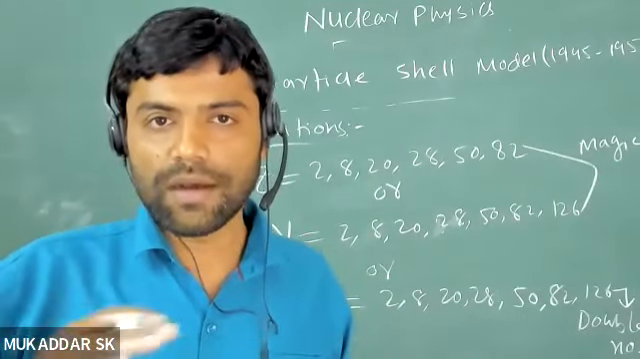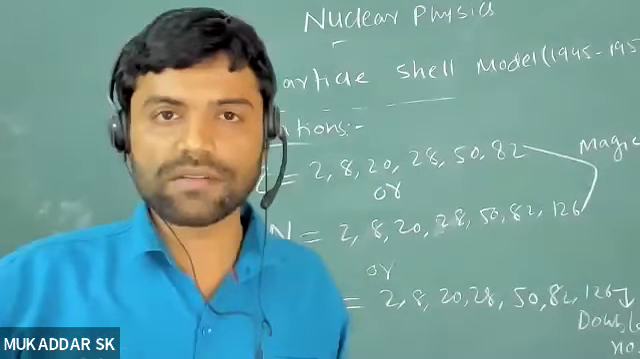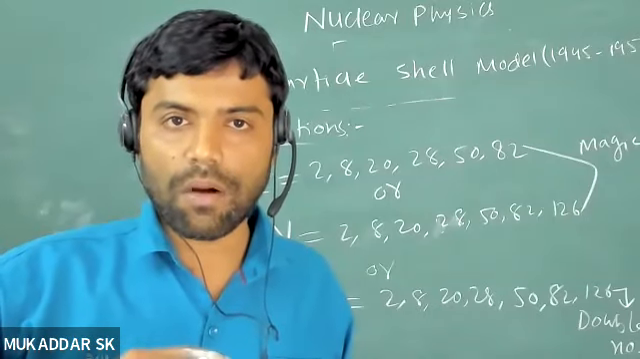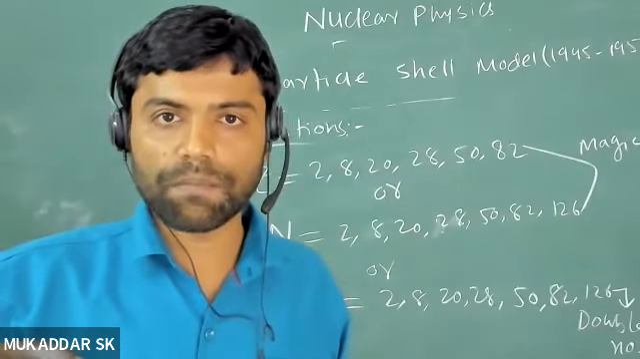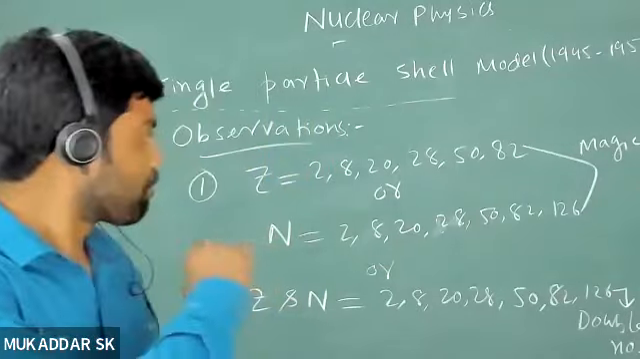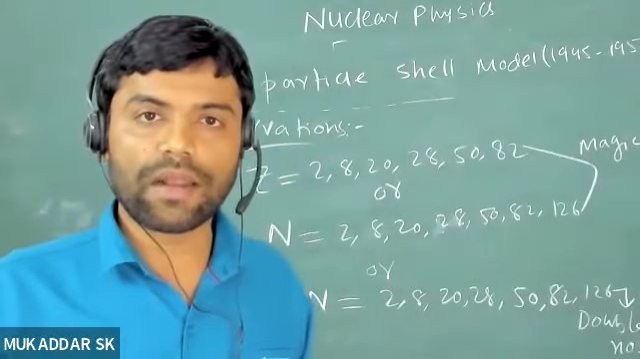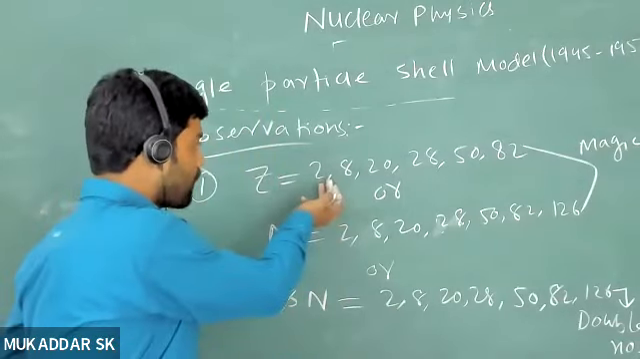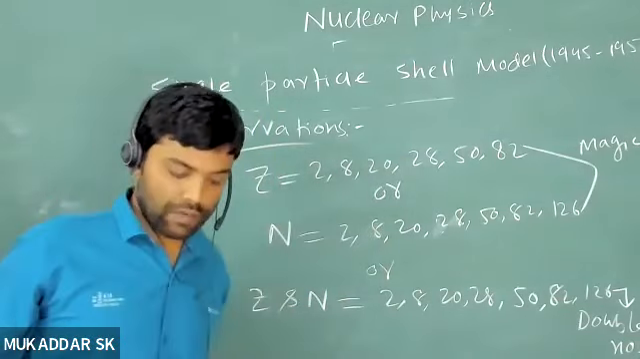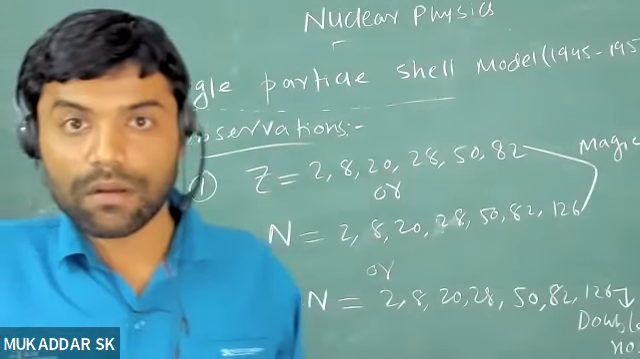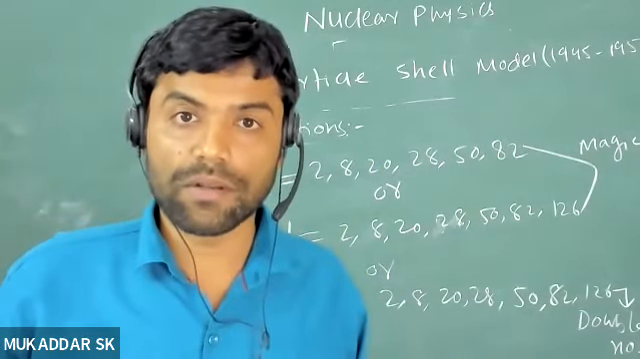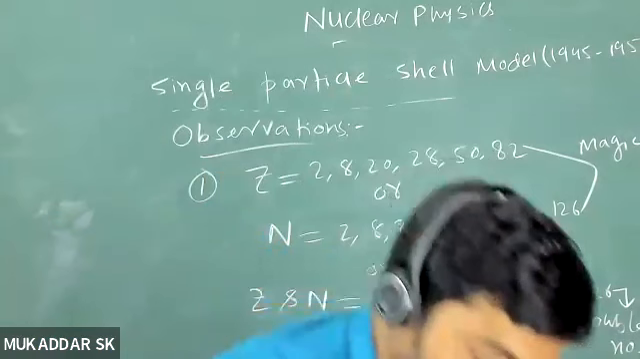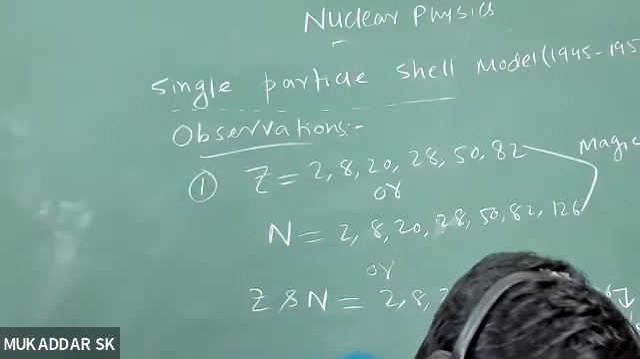For some nuclei, the outer shell is completely closed, and that's why they are more stable. They are predicting that closed shell is happening at those numbers, so they are basically more stable. So they are thinking like that. Also, there are other observations. This is the first observation.